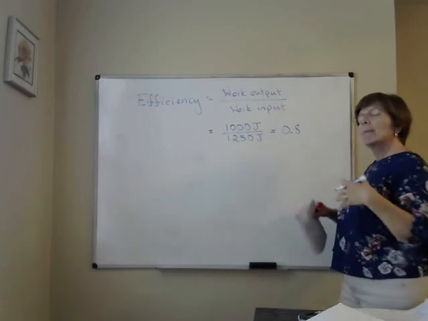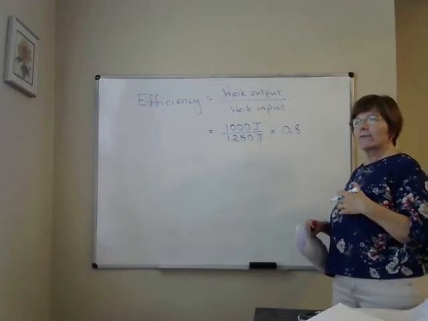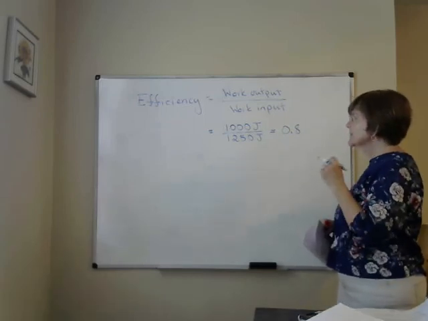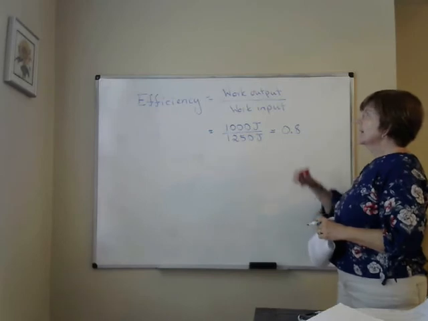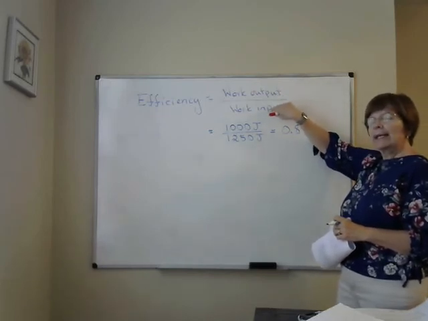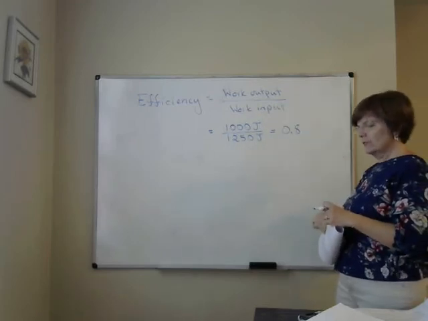Now, most of the time we don't calculate efficiency as a straight fraction, but we can. If we do, we just need to remember it's always less than 1. It's not possible for the output to be greater than the input. That violates the laws of physics or conservation of energy.